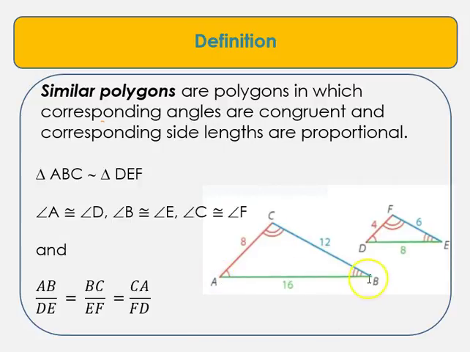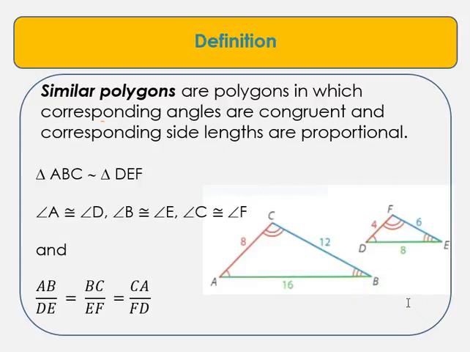So triangle ABC is similar to triangle DEF, and that is because angle A is congruent to corresponding angle D, angle B is congruent to corresponding angle E, and angle C is congruent to corresponding angle F, and all their sides have the same similarity ratio. AB compares to DE, BC compares to EF, and CA compares to FD.